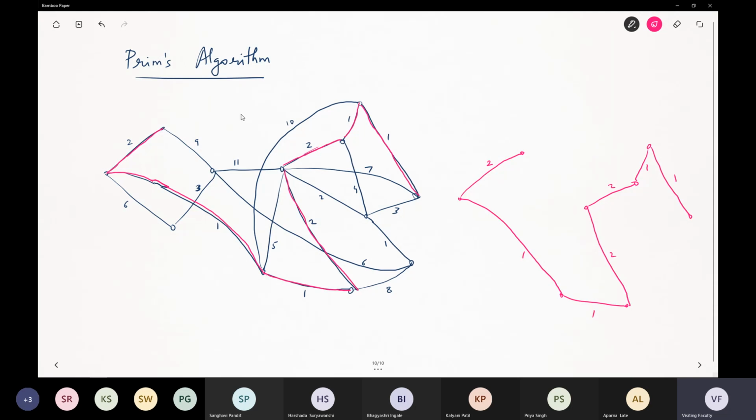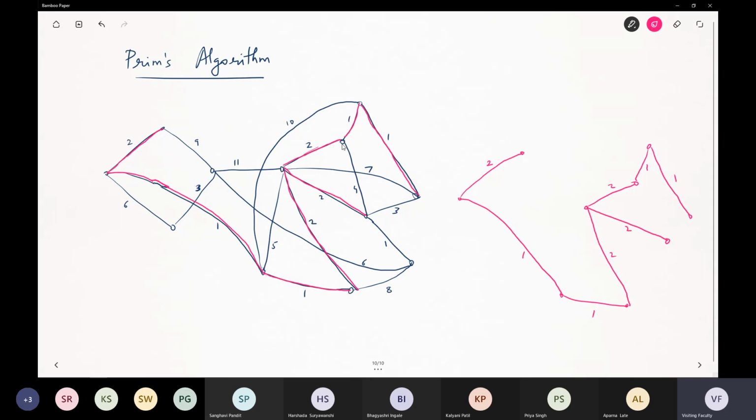Now look at edges incident in all of these and pick the one with minimum weight. Okay. So we have weight 9, weight 6, we have weight 10, weight 8, weight 2, weight 3, weight 7, sorry, weight 4. So weight 2 is the minimum. This one is the minimum. Okay. So now this is the minimum.